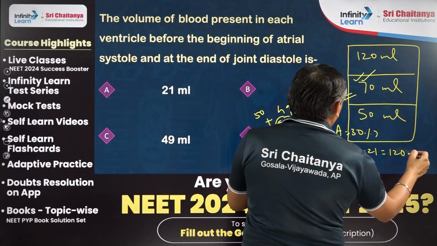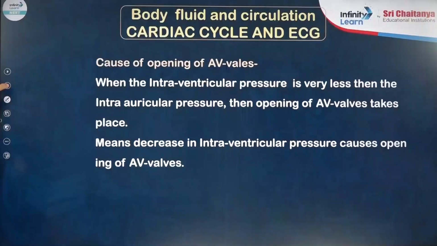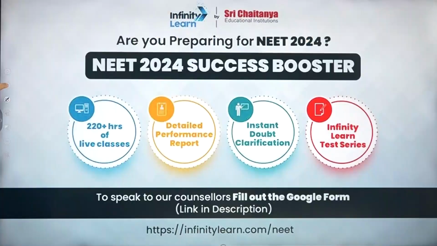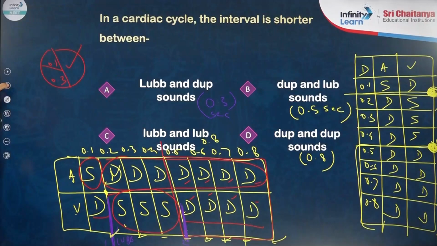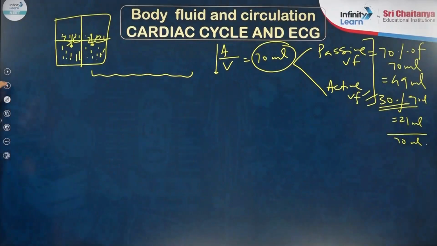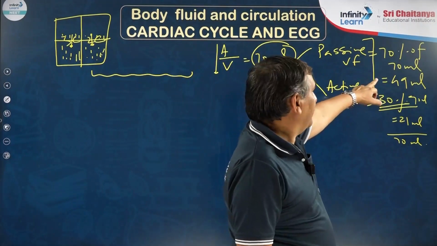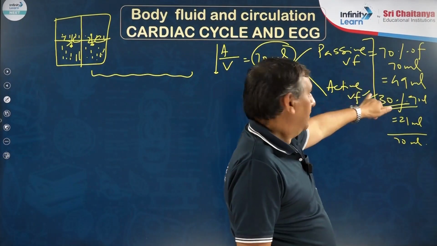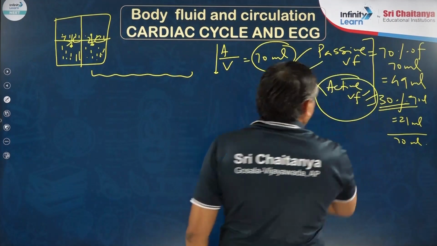So 120 ml. If you are not remembering this, I said this is all related with the cardiac output. Just wait for 1 minute. I said this is the one volume. Total 70 ml is required. 70% of the 70 ml, 49 ml, is coming by the passive process at the end of diastole. And this is due to the atrial systole.